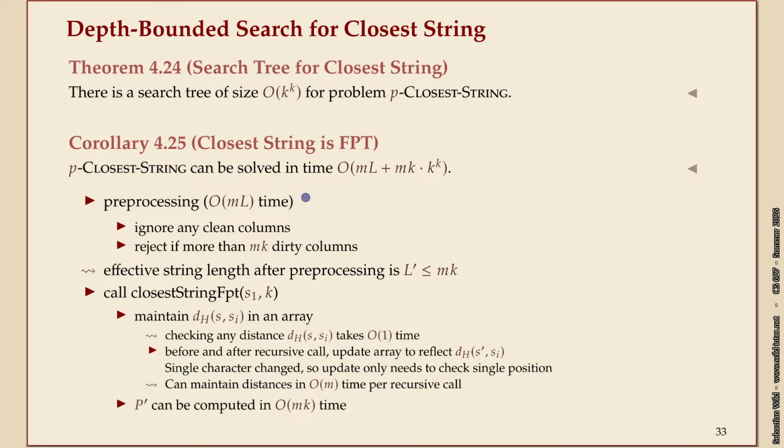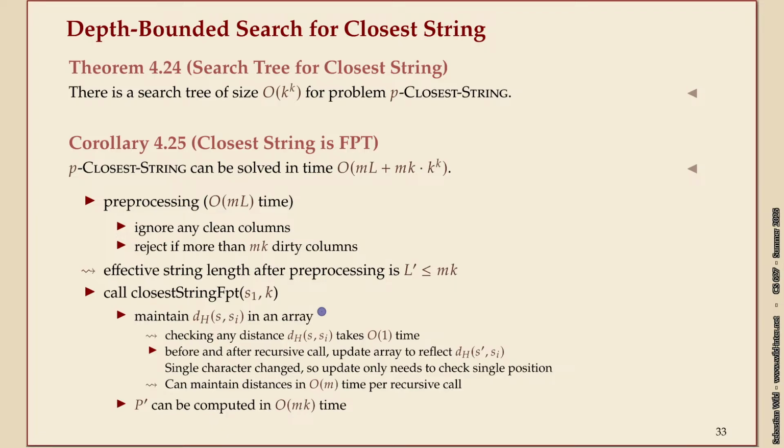You do a pre-processing where you read the input and basically keep a list of indices of the dirty columns, and you ignore the clean columns and everything that follows. The consensus can just copy the single character there. And you also reject if you have more than m times k dirty columns. That's from the previous lemma before. So for all that follows, you can effectively pretend that the strings have length at most m times k. Then you call this method as given above.